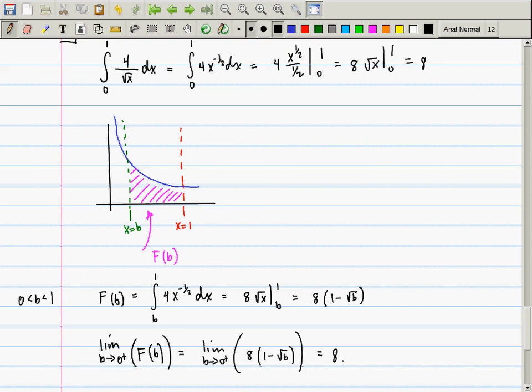Okay, any question about this example? The limit what? Do you mean, do you need to copy this into here? No. If you write this expression in terms of b, I just copied this into here.